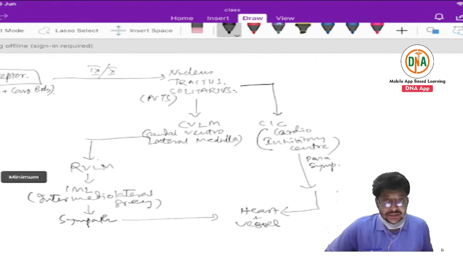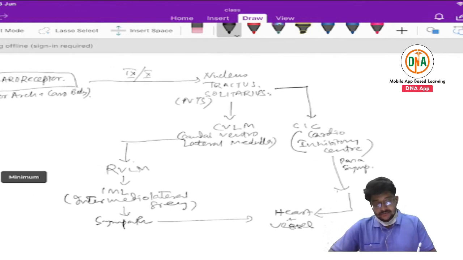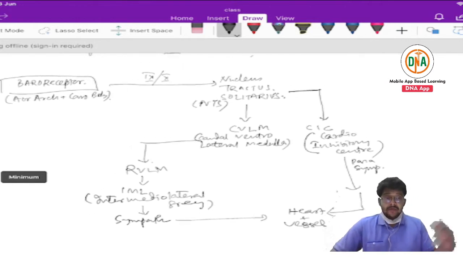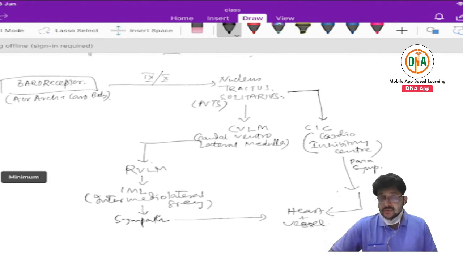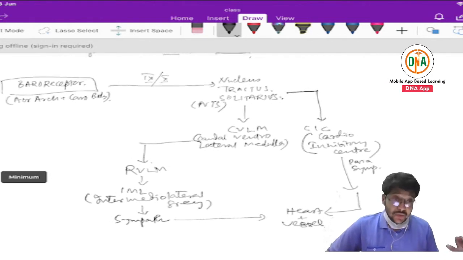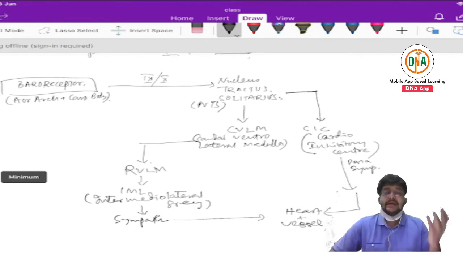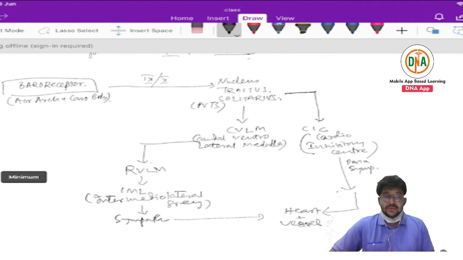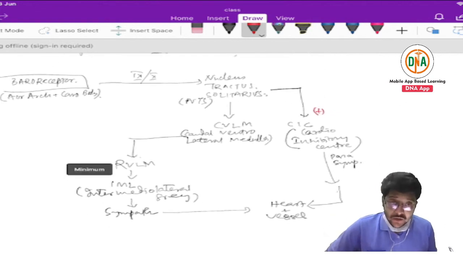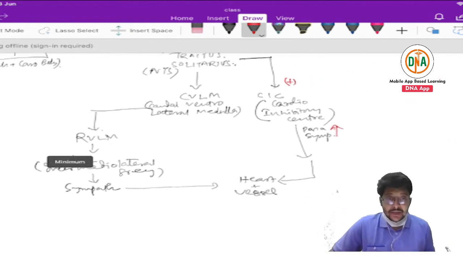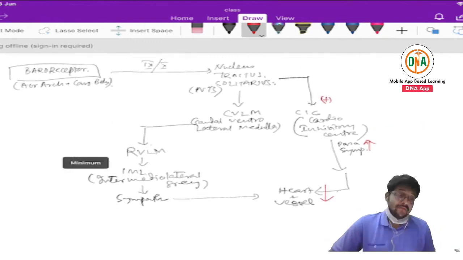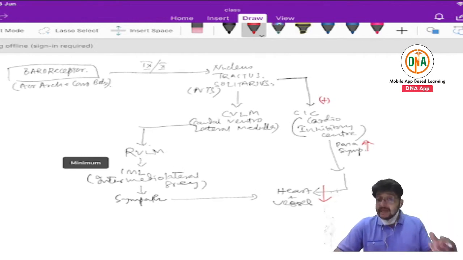Now you can first write what you can see on the picture. In the picture, we can see the baroreceptor, which starts from the aortic arch and the carotid body. The afferent goes by the 9th nerve and 10th nerve to the nucleus tractus solitarius. Now, suppose the pressure is high. What will happen? Nucleus tractus solitarius will understand the pressure is high because the excess signal is coming from the baroreceptor. It will stimulate the cardioinhibitory center. Cardioinhibitory center will increase the parasympathetic system, and the parasympathetic system will decrease the heart and vessel activity. That means it will cause decreased heart rate and less contraction of blood vessels.